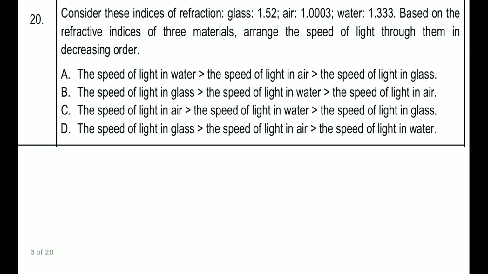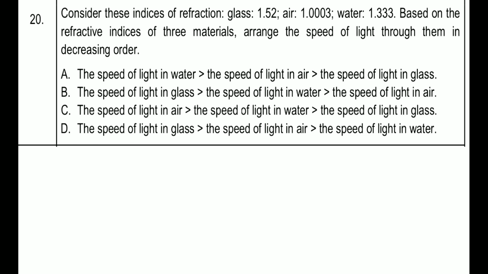This is question number 20 of your sample paper. Consider these indices of refraction. For glass it is given 1.52, for air it is given 1.0003, for water it is given 1.333. Based on the refractive indices of three materials, arrange the speed of light through them in decreasing order.